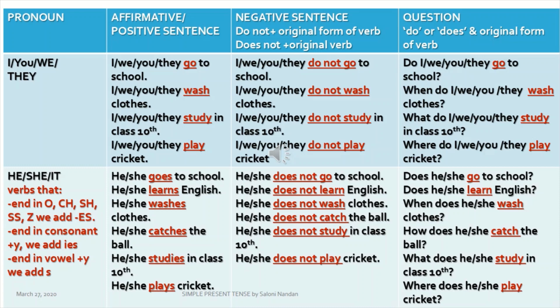With he, she, it pronouns, does is used. Does he, she go to school? Does he, she learn English? Notice that S is not used. And when is used, does comes after when.